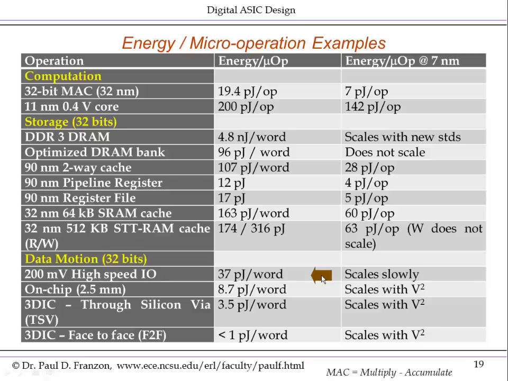Moving data off chip is very computationally expensive. A research grade, very low power, high speed I/O system still takes about 37 picojoules per word. Compared with moving it halfway across a chip, which is only 8.7 picojoules. And since a lot of our work is in 3D chip stacking, and I'll explain this in a moment, I want to show you here that moving data vertically within a chip stack can be more efficient than either of these above. You'll notice that moving the data off chip is much more expensive energetically than doing a very complex calculation.